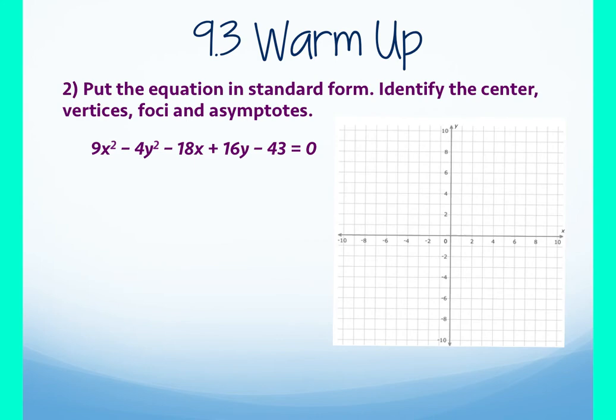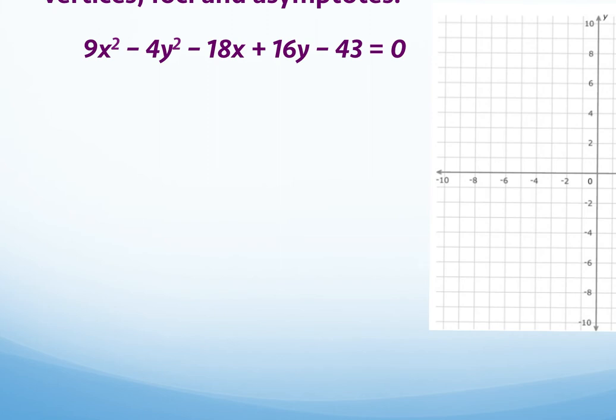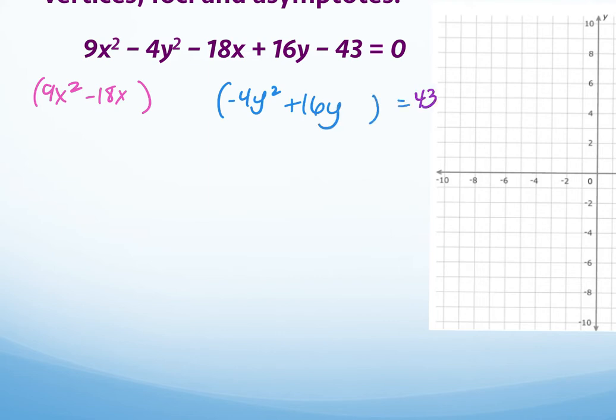All right, number 2 said put the equation into standard form, identify the center, the vertices, the foci, and the asymptotes. So I've got to complete the square on this one. I'm going to group together the 9x squared and the negative 18x. Then I'm going to group together the negative 4y squared plus 16y. And then I'm going to bump the 43 to the other side.